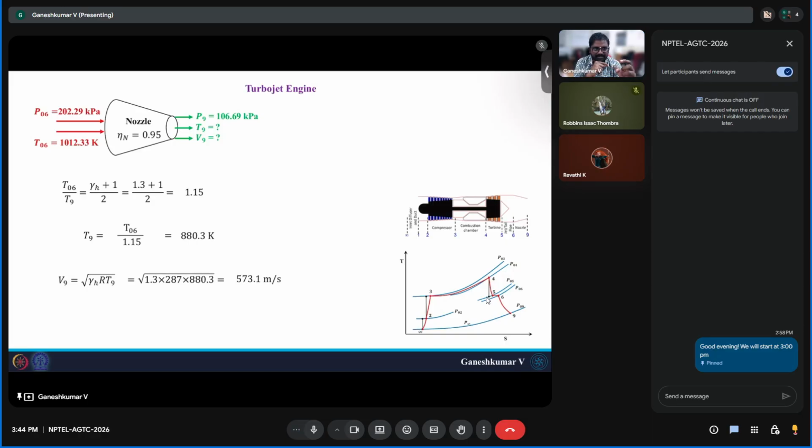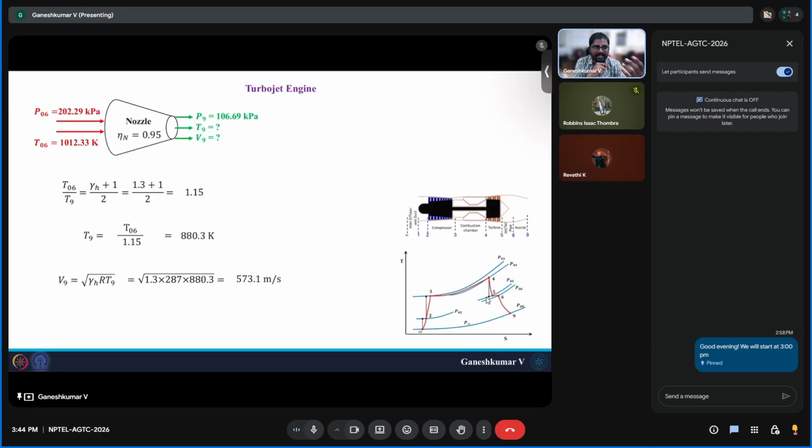The nozzle you can consider as an adiabatic process. So the stagnation temperature, for example T06 and T09, is going to remain the same. But P09 would be different because it has some isentropic efficiency. But finding out P09 is of no use to us. It's not going to help in any way for our calculations. You can find it and keep it, but it is of no use. The only thing we need is the velocity at the exit of the nozzle at the end of the day.